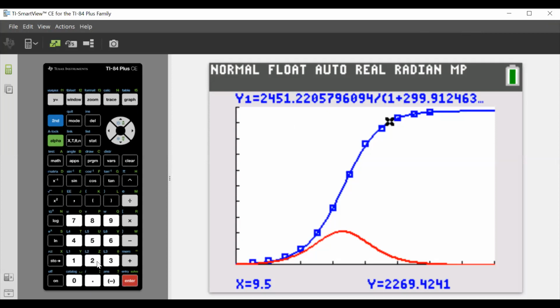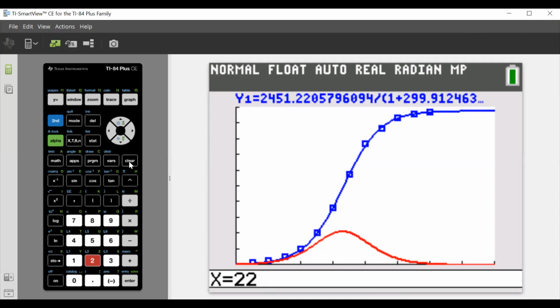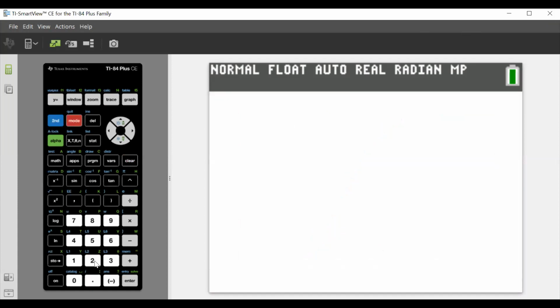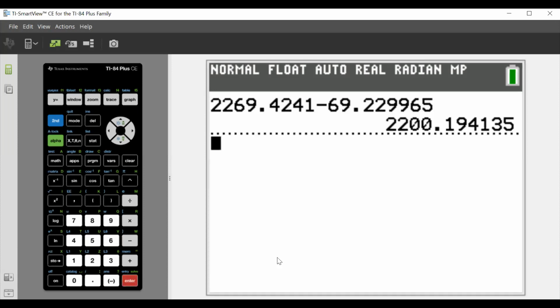And so now what we need to do is subtract those. We take 2269.4241 minus 69.229965, and we get 2200.194 as our value. So that's our difference. So 2200.194, and now that's how many people go in that middle region.